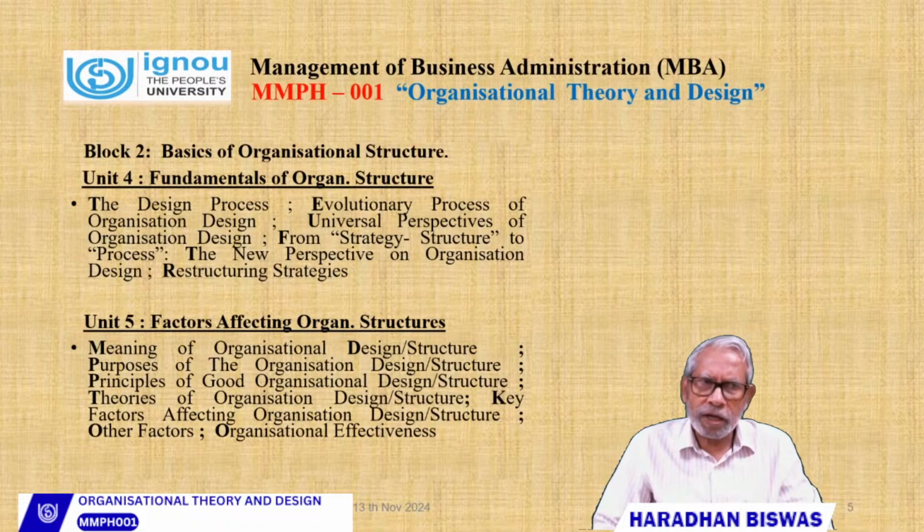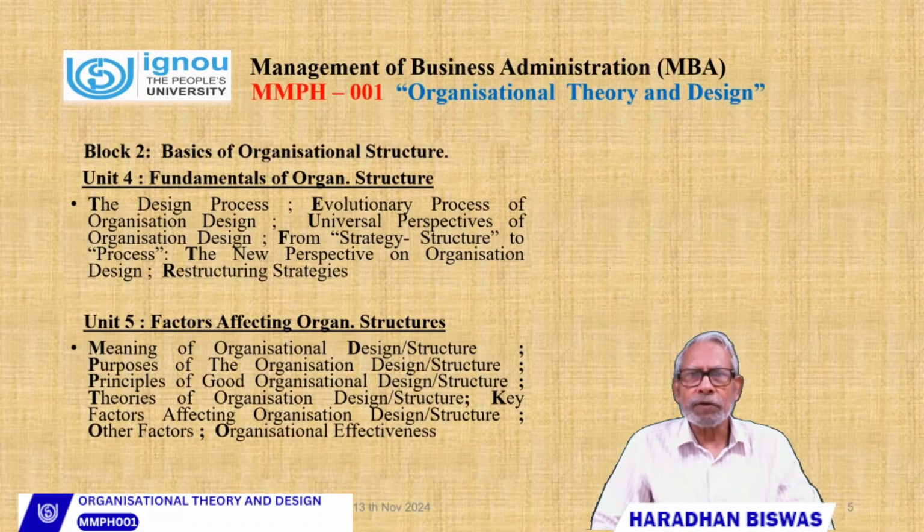Now unit 5, where we have to see what are the factors affecting the structuring process. Meaning of the organizations, then design and structure that you have to learn. Purpose of the organizational structure and the principles of the organizational design and structures. Theories of the organizations. Then some of the key factors affecting the organizations and design structure and others. And finally the organizational effectiveness.